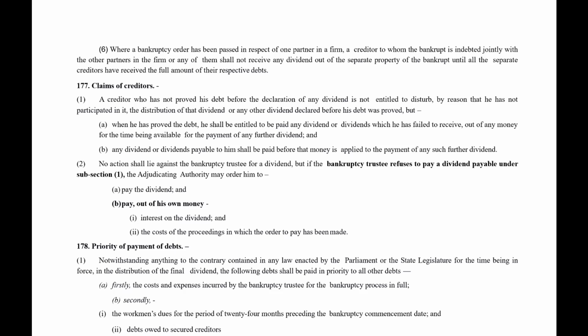No action shall lie against the bankruptcy trustee for any dividend, but if the bankruptcy trustee refuses to pay dividend payable under subsection 1, the adjudicating authority may order him to pay the dividend and pay out of his own money interest on the dividend at the cost of the proceedings in which the order to pay has been made. तो 177. 178 हम कल करेंगे, प्रायोरिटी ऑफ पेमेंट ऑफ डेट्स.